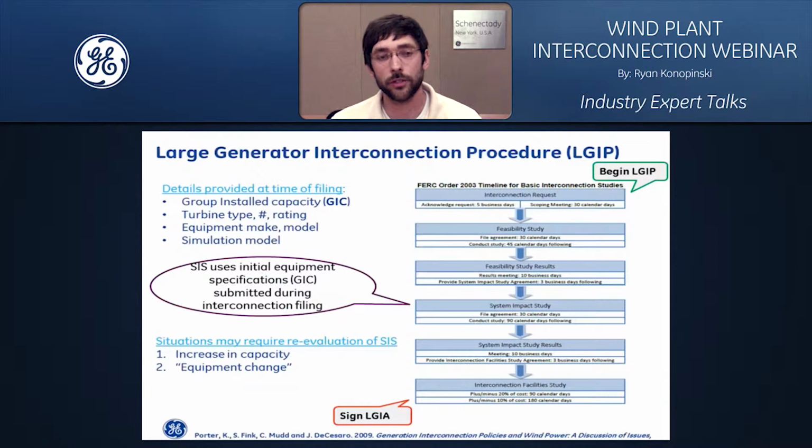Also note that there could be certain circumstances where, after the interconnection request has been filed and the LGIP begins, the system impact study may need to be reevaluated, or essentially the large generator interconnection process might have to be restarted again. Certain situations could apply to a change in the capacity of the plant facility or to changing of any of the facility equipment.